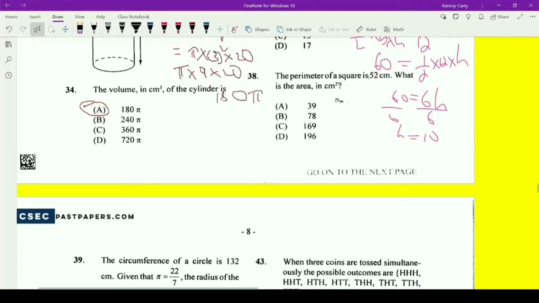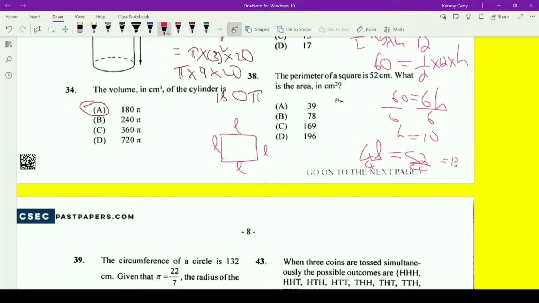Question 38. The perimeter of a square is 52 centimeter. What is the area in square centimeter? Alright, what do we know about a square? We know that for a square, all the sides are equal. So these 4 sides, now remember, all of these, so length, length, length, length. All 4 sides are equal. So it's just like saying 4 length is equal to 52. And remember, to find the perimeter, you add the sides around. But since all the sides are the same, we just say 4 times the length. And we divide both sides by 4.